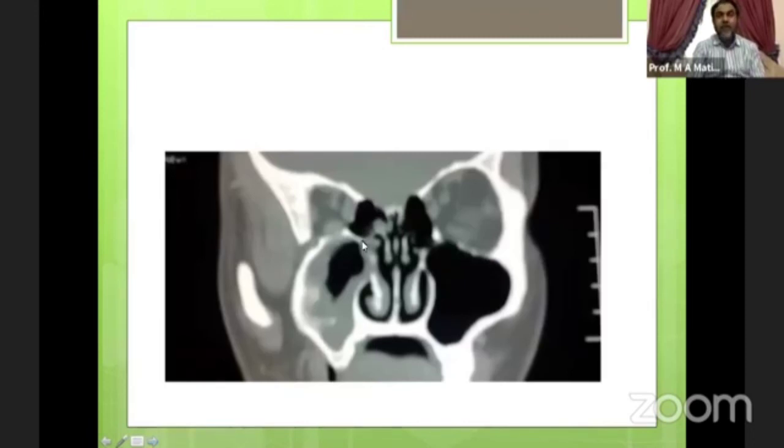This is a classical coronal CT scan of the paranasal sinuses showing mucosal thickening in the right maxillary sinus. Look at this, but the other sinuses are normal. So this is chronic maxillary sinusitis on the right side.